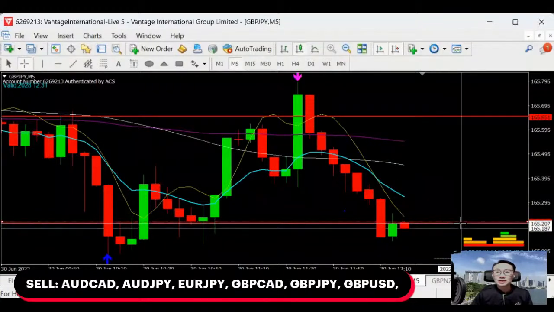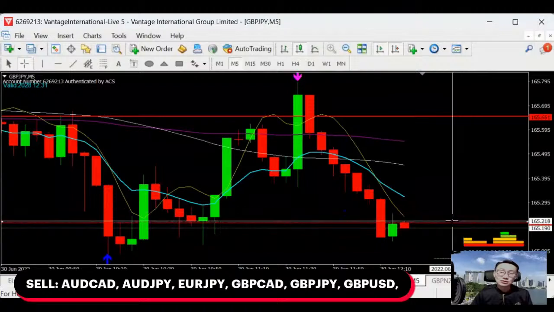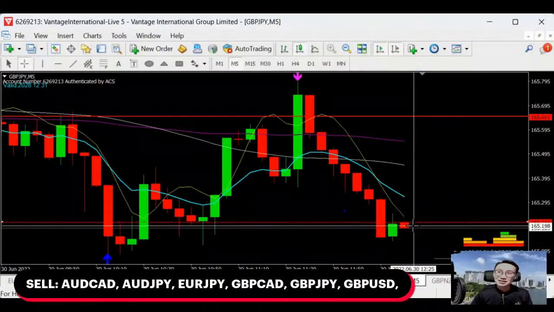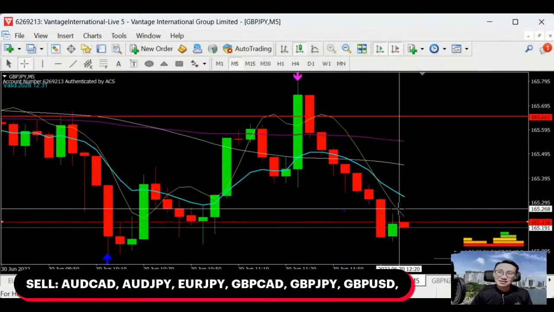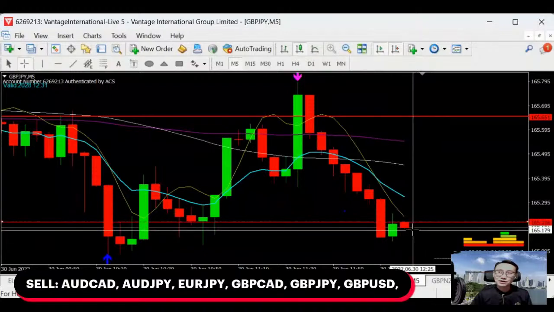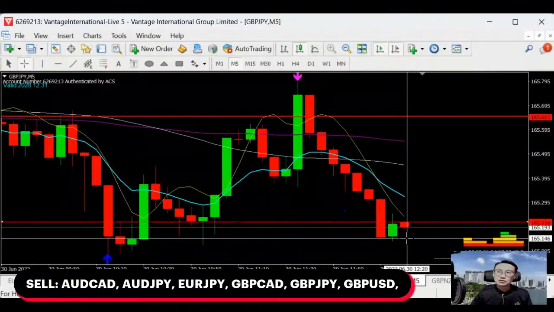So that means it's not breaking up the support. So it has been retested once. It has been retested, right? So I'm waiting for engulfing. This candle lower than the real body. Then I will start selling.